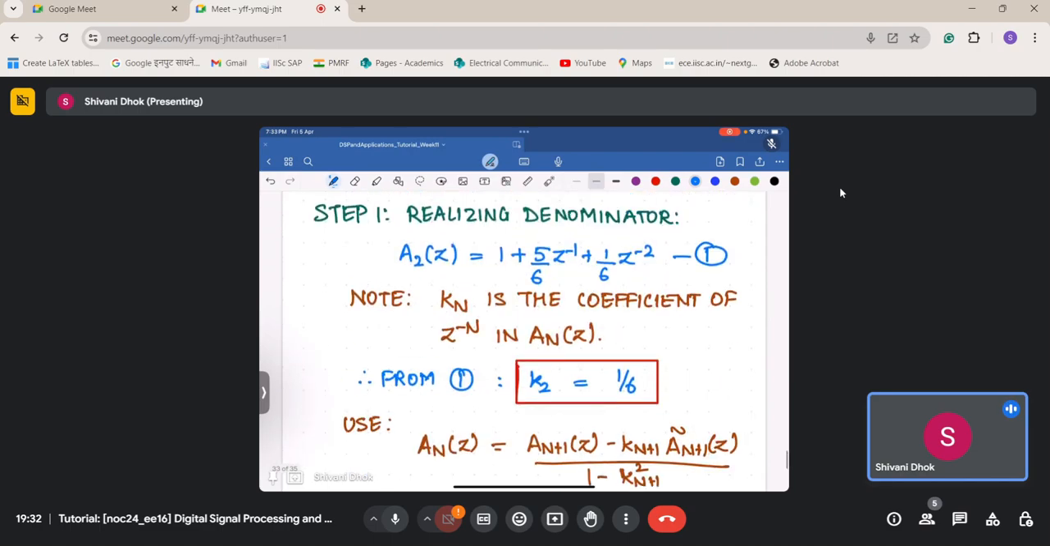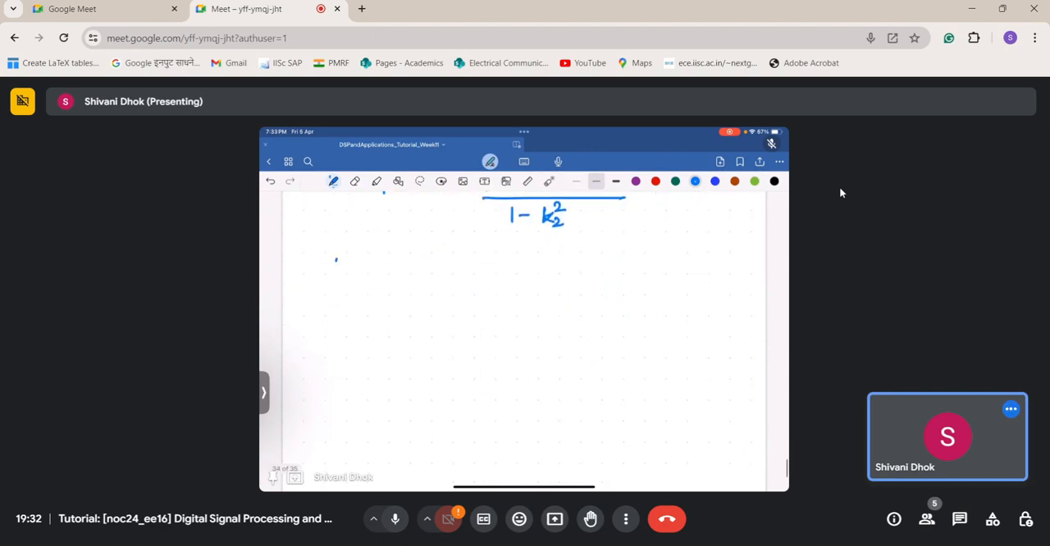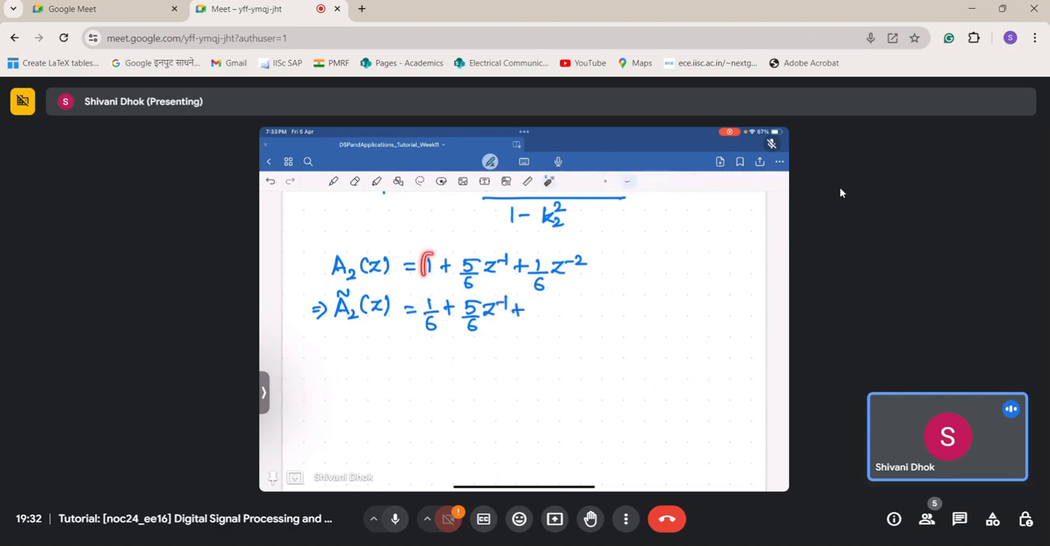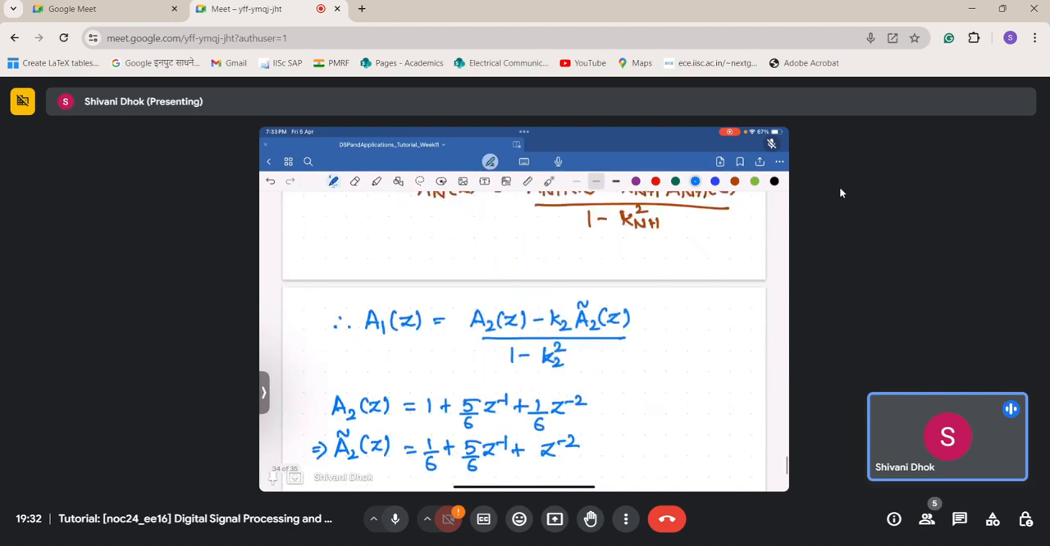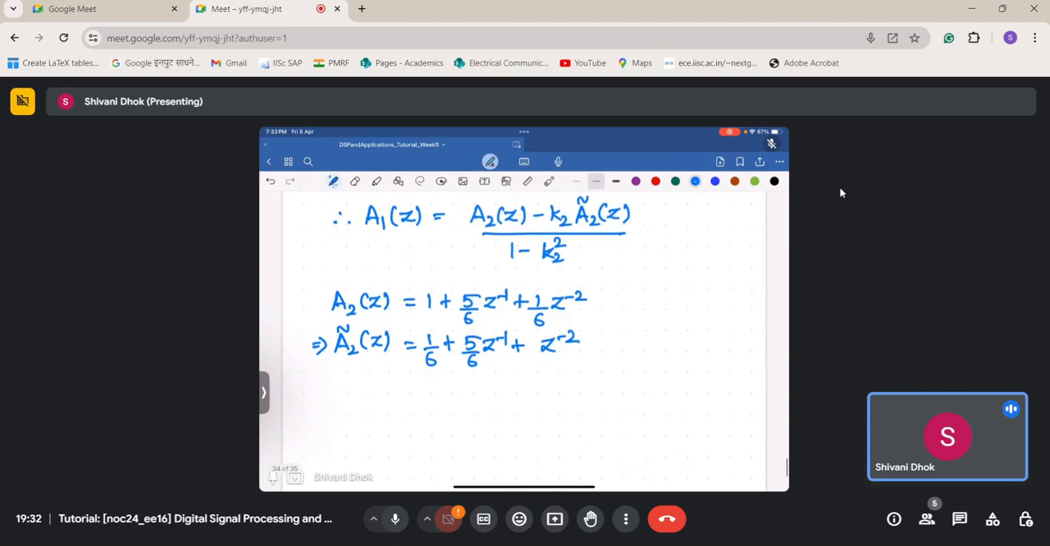Now we know what A2 is. A2 of z is 1 plus 5 by 6 z inverse plus 1 by 6 z to the power minus 2, which means that A2 tilde z is obtained by reversing the coefficients. So the constant will be 1 by 6, plus 5 by 6 z inverse, and z to the power minus 2 will have the coefficient 1. And we had figured out K2 as 1 by 6. So we have all the material that we need.